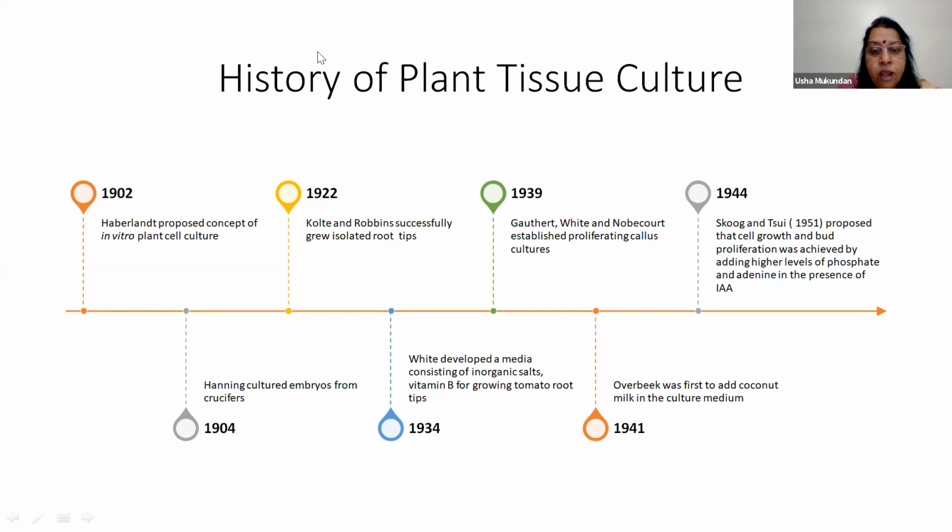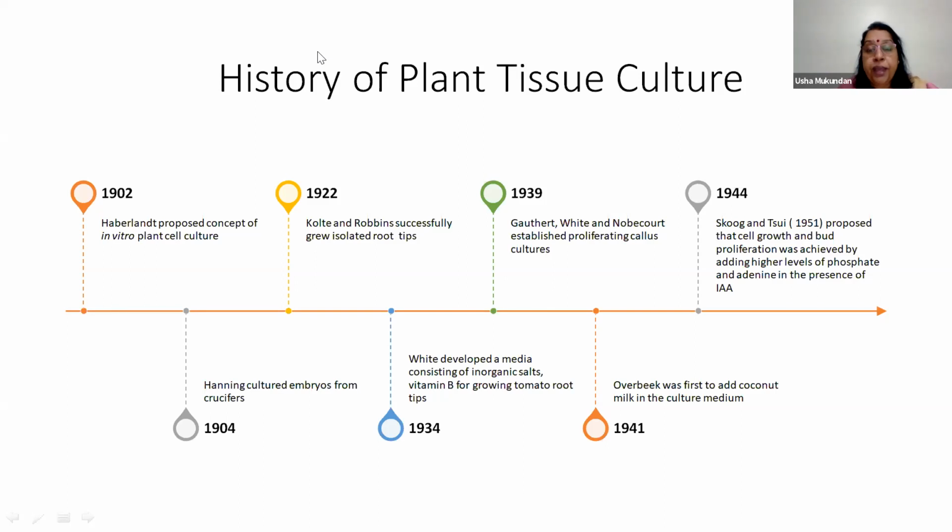Now he is no more, but he was the first one, and in his name we have a culture medium known as White's medium. In 1939, Gautheret, White, and Nobécourt found that the cells in culture can be grown as an undifferentiated mass of tissue, which we now define as callus.